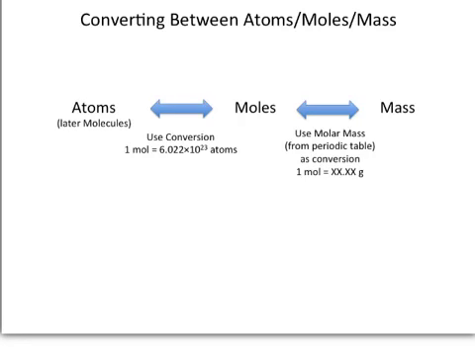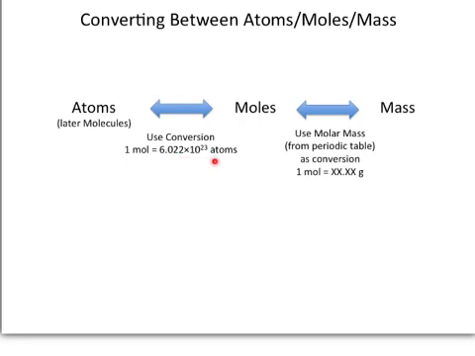The next couple examples have to do with converting between atoms, moles, and mass. We're going to work these exactly like we did the unit conversions between metric units or metric and English units. The conversion factor to go back and forth between atoms and moles is Avogadro's number. So we use 1 mole is 6.022 times 10 to the 23 atoms.